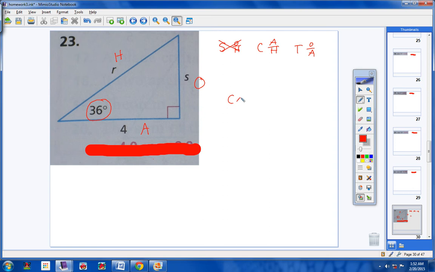So the cosine of what angle, students? 36. The cosine of 36 equals adjacent over hypotenuse. Adjacent is 4. Hypotenuse is R. Now you guys know how to solve this. First of all, the cosine of 36 is nothing more than a decimal, 0.8090.